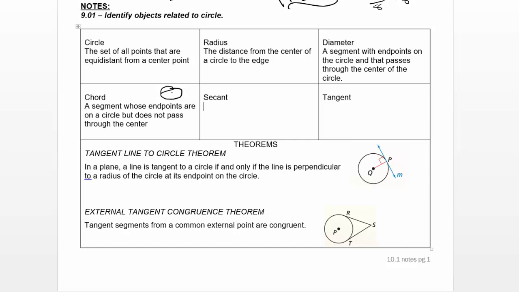A secant is very similar to a chord. However, it's a full line. This is a line that passes through a circle and intersects it twice. Often we think of chords as parts of secants. So a secant might look something like a chord, but instead of just a segment, it's a full line that goes on forever. A secant might go through the center. It might contain a diameter. It also might just contain a chord, but it hits a circle twice.